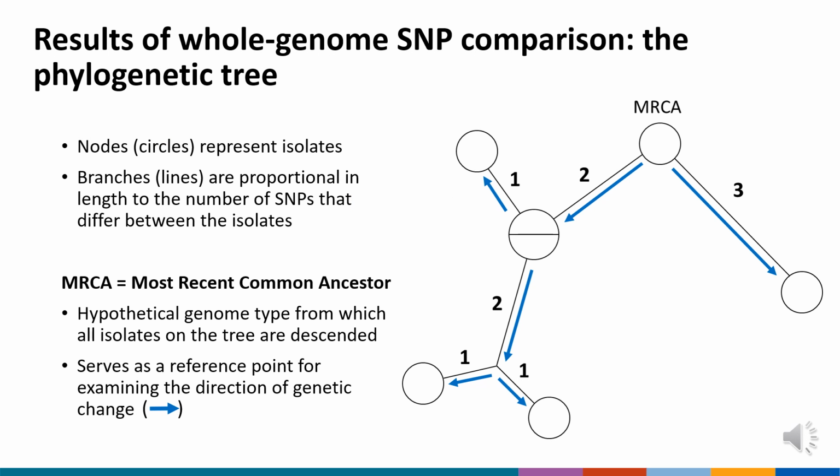The results of whole genome SNP comparison are delivered to programs in the form of a phylogenetic tree. The nodes, or circles, represent the isolates, and the branches, or lines, that connect the nodes are proportional in length to the number of SNPs that differ between the isolates. The tree also has a node labeled MRCA, which stands for Most Recent Common Ancestor. It represents a hypothetical genome type from which all isolates on the tree are descended, and serves as a reference point for examining the direction of genetic change, which starts at the MRCA and moves out from there as shown by these blue arrows.